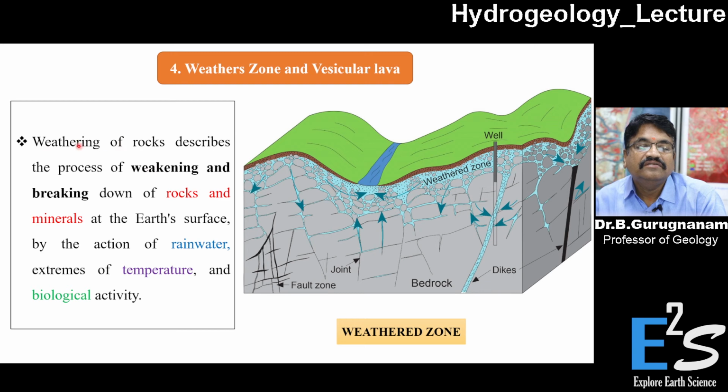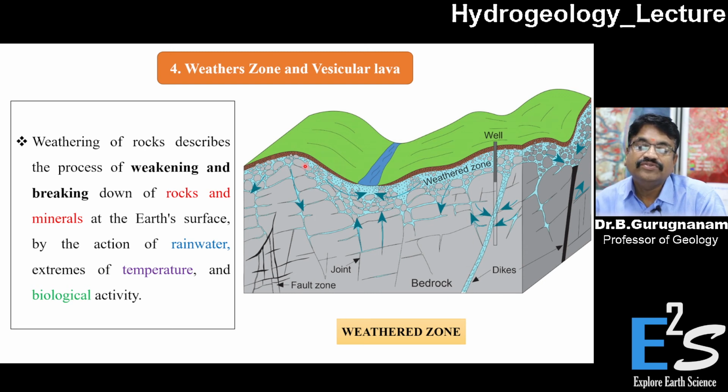Weathering leads to the weakening and breaking of rocks in the near surface and subsurface. That will lead to a good conduit for water. Because of continuous rain, chemical weathering may happen, and sometimes extreme temperature also leads to a lot of weathering in that area, as does biological activity. So this is the weathered zone.